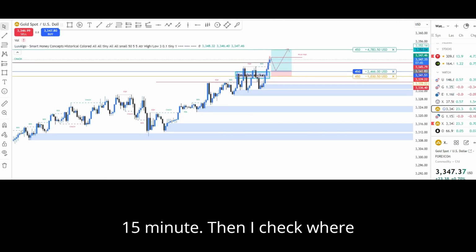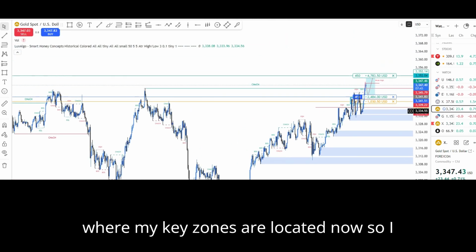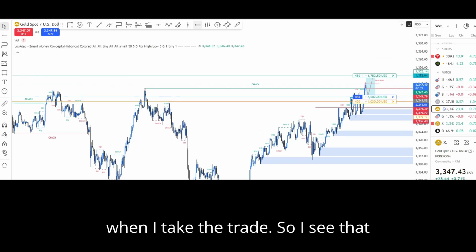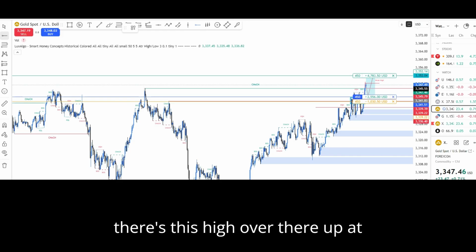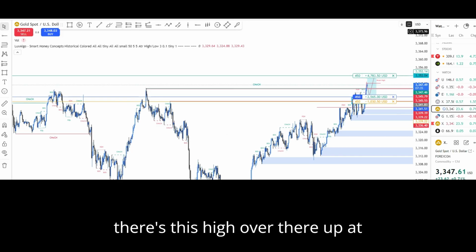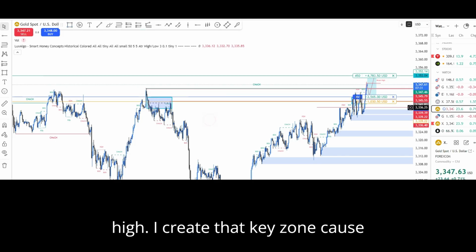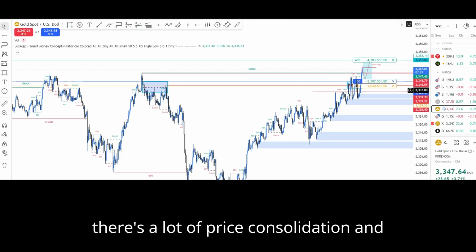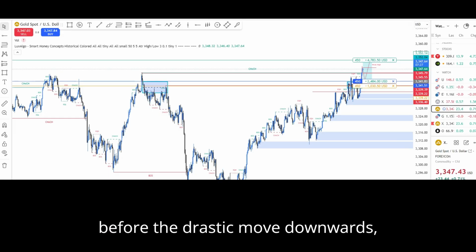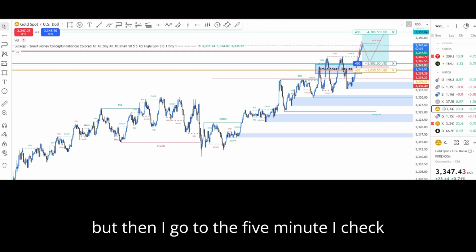Then I check where my key zones are located now, so I can mark them on the 5 minute when I take the trade. So I see that there's this high over there, up at, I think, 8th July. I see that high. I create that key zone because there's a lot of price consolidation, and before the drastic move down, right. Then I go to the 5 minute.